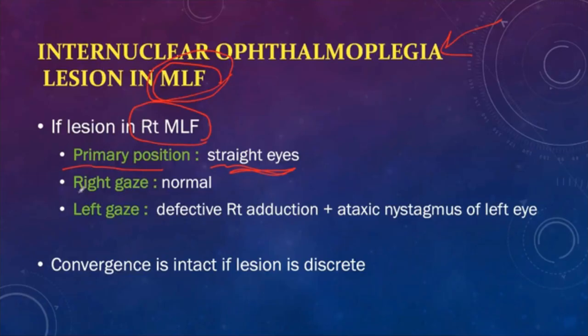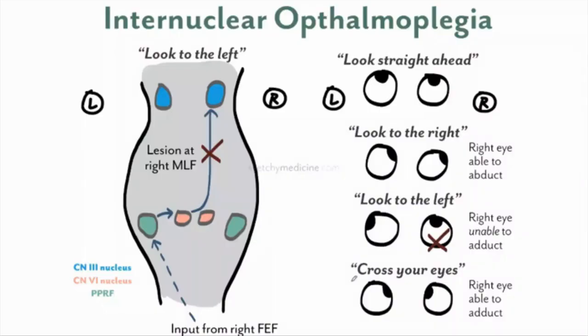If the lesion is in the right MLF, the right gaze will be normal, because the right MLF is involved in the left gaze, not in the right gaze. Then in the left gaze, there will be defective right adduction and ataxic nystagmus of the left eye. And the convergence will be intact if the lesion is discrete. Let's see this in action.